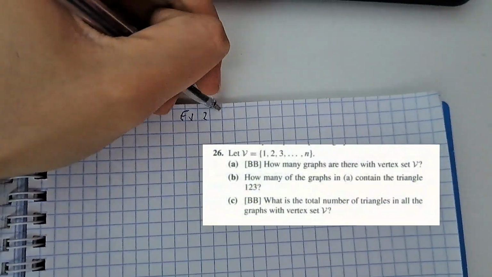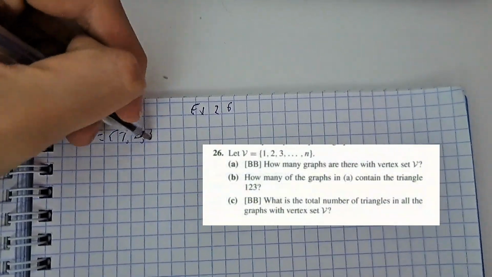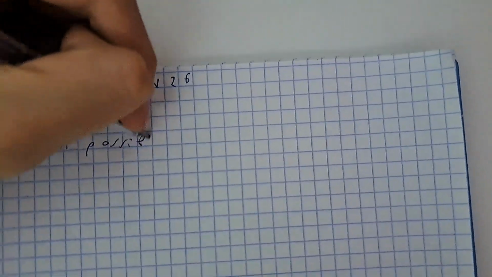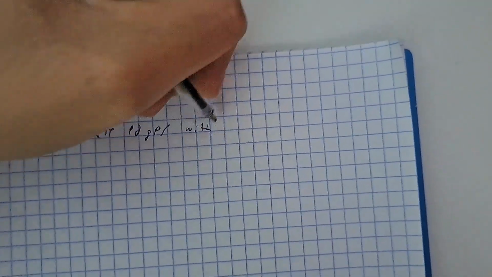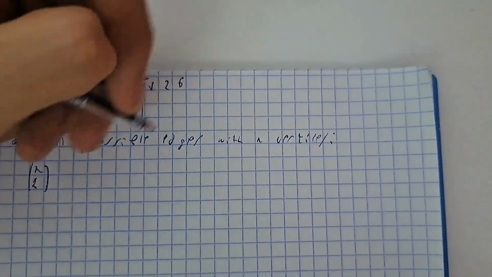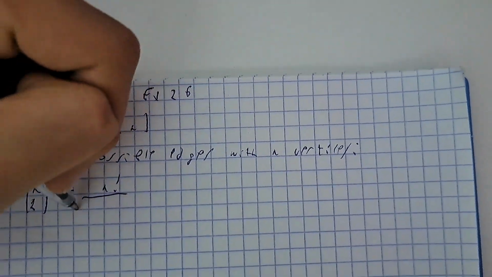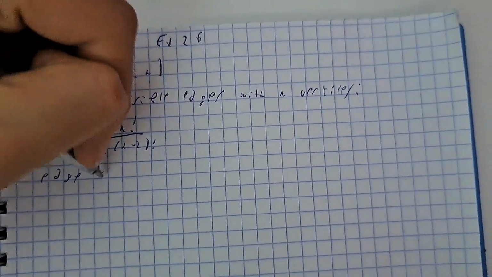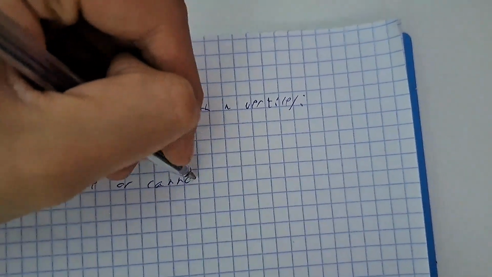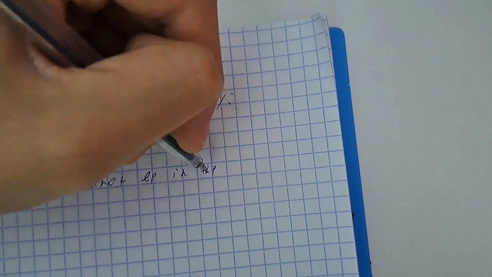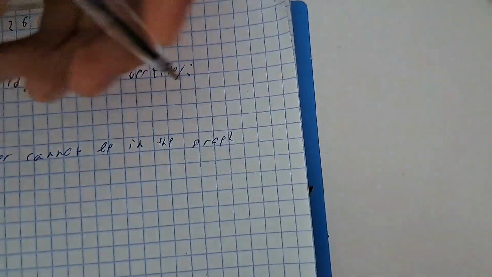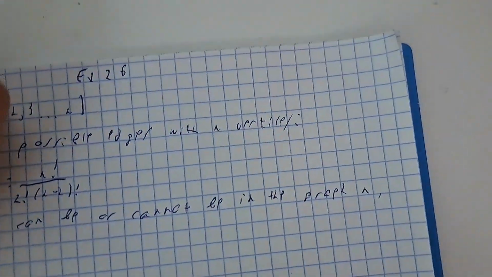In exercise 26, we have a set of vertices V with elements 1, 2, 3 to n. In task A, we should find how many graphs there are with vertex set V. Every pair of vertices can have an edge or not, so the total number of possible edges is n choose 2. This combination formula is n factorial divided by 2 factorial multiplied by n minus 2 factorial. Also, an edge can be included or not, which means the answer is 2 to the power of n choose 2.